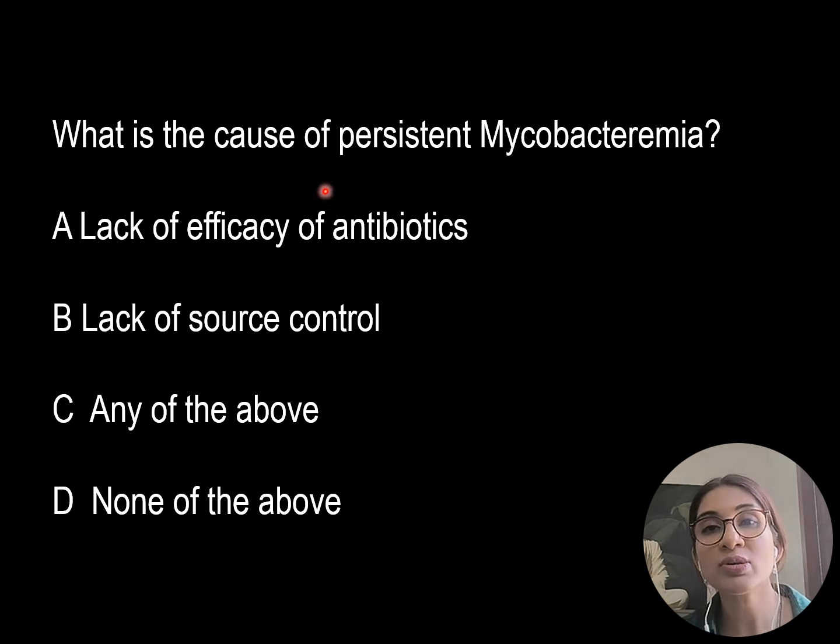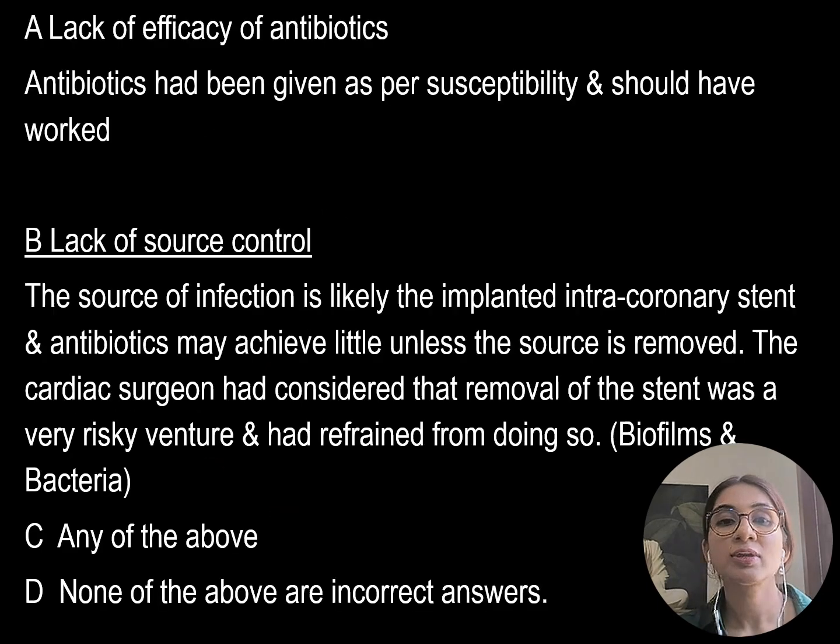And what is the cause of this persistent mycobacteremia? Is it the lack of efficacy of the antibiotics, lack of source control, any of the above, none of the above? The correct answer is the lack of source control. So here, whenever there's a stent, which is the likely source of the infection, it also has biofilm, and antibiotics may achieve very little until the source is removed.